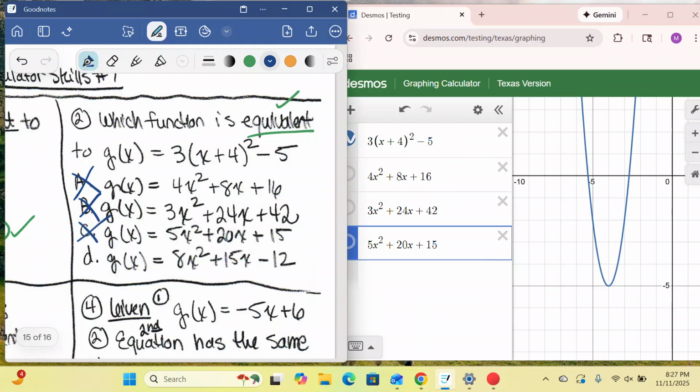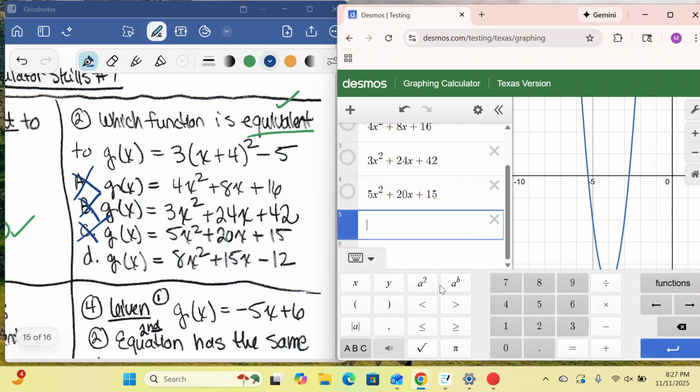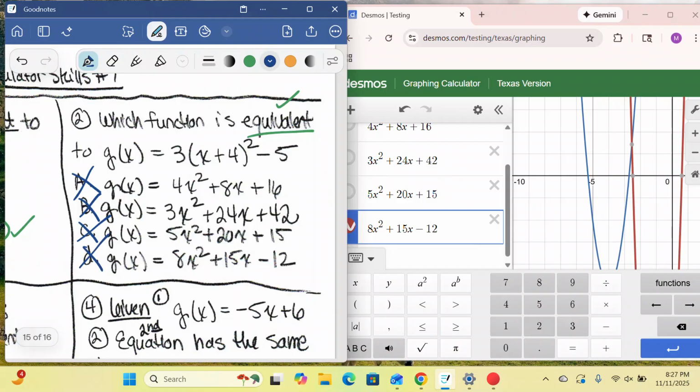So this one's wrong. And letter D, I'll put the last one in. 8x squared positive 15x minus 12. And there it is. Also not equivalent. So I have no answers here.